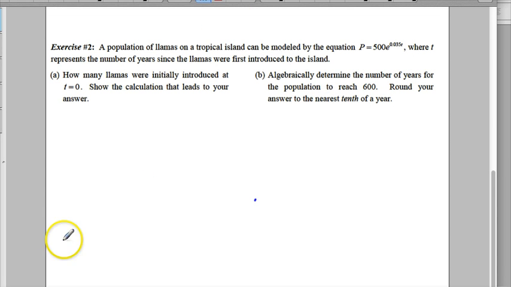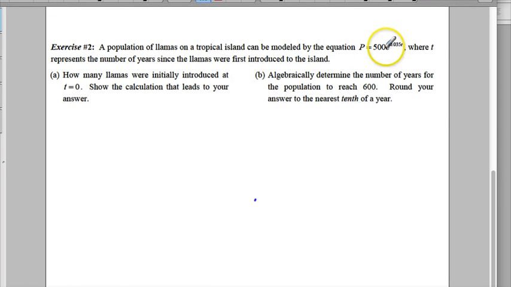Here we go. Exercise 2. A population of llamas on a tropical island can be modeled by this equation, where t represents the number of years since it was introduced. Assume that t is equal to 0. Find how many llamas there are.